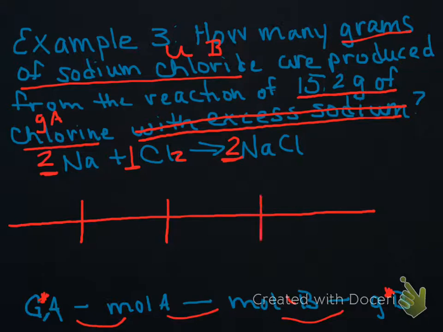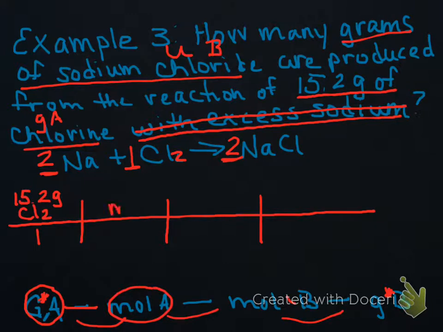1, 2, 3 steps. So we're going to start with my known, 15.2 grams of Cl2, chlorine. All right. Now we have to figure out what goes in all of these spots in our truth table. Okay, so we started with grams of A. What's the next step in the mole map? The next step is moles of A. So that's what goes up top. Moles of A, which is Cl2.